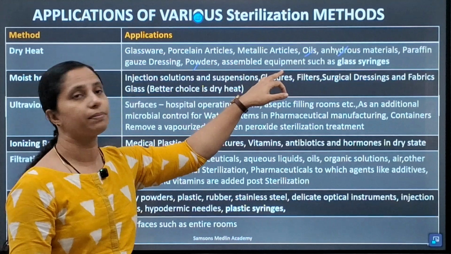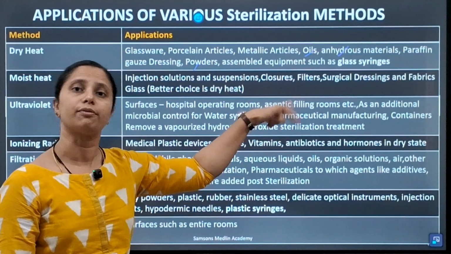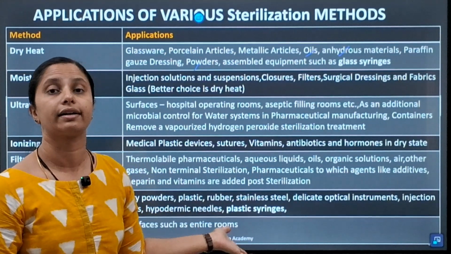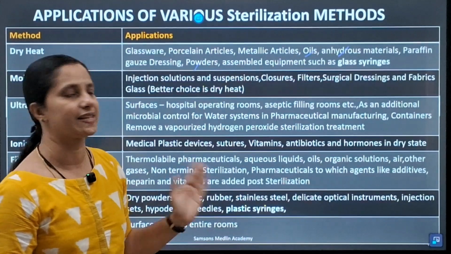Then assembled equipment such as glass syringes. So don't think it is suitable for plastic syringes. For plastic syringes, we generally use ethylene oxide sterilization or, in some cases, radiation sterilization.